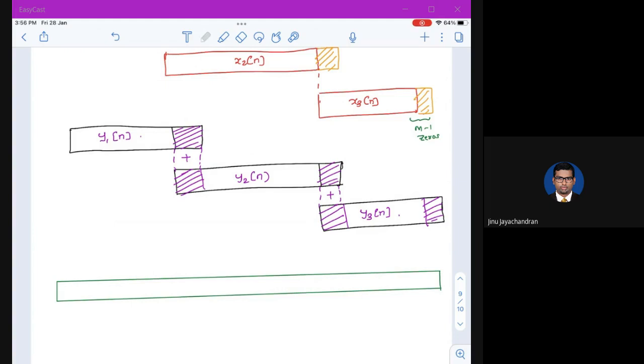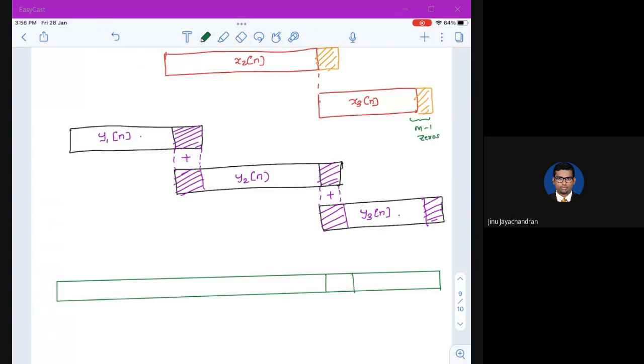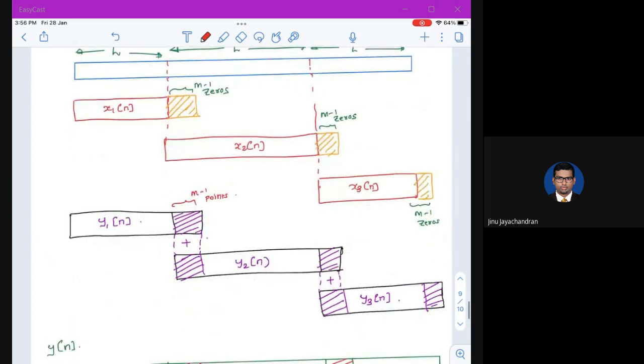Okay, so in this one, we'll have an added value here, an added value here. So this will be the complete y of n, and this portion is the added value. The rest has been written as it is. So here, this is m minus 1 points. Here also m minus 1 points.